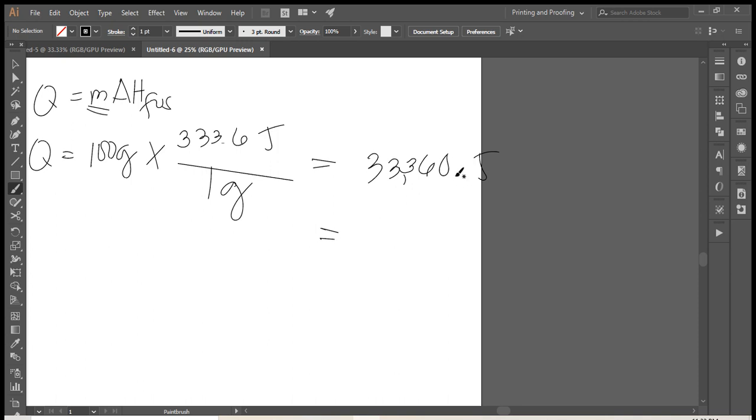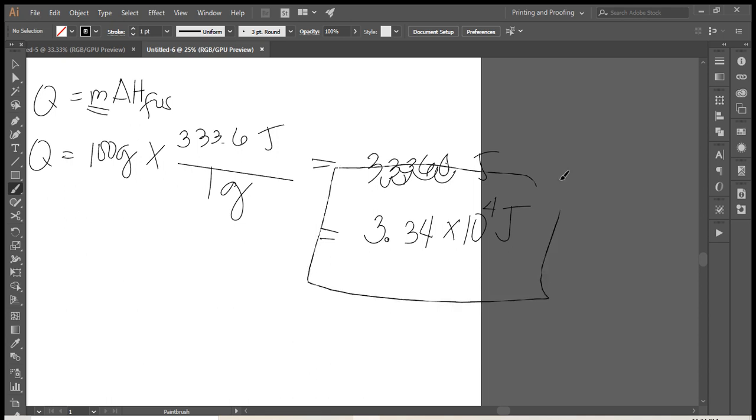To express it, you have to change this whole number into an exponential number, or scientific notation. So, move the decimal from right to left. So you'll have 3.33, then 3.34 because 6 is the next number. So 3.34 times 10 raised to the power of positive 4 joules. So this one is now the final answer for the word problem.